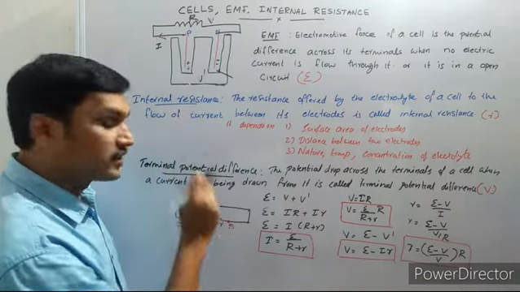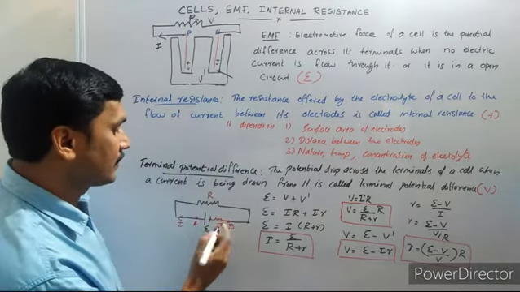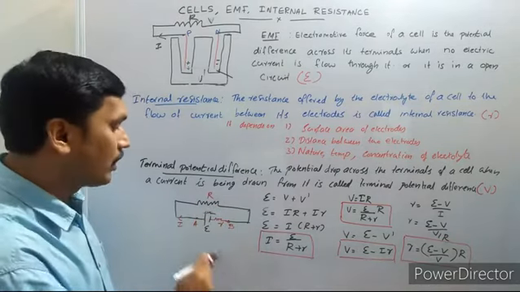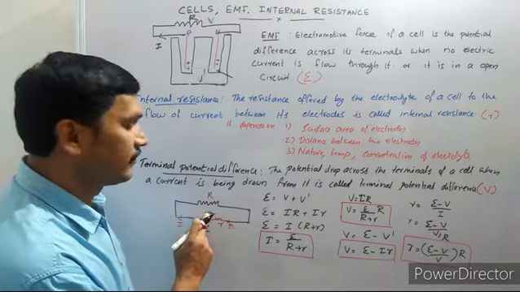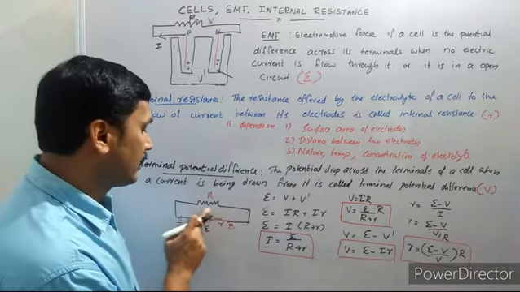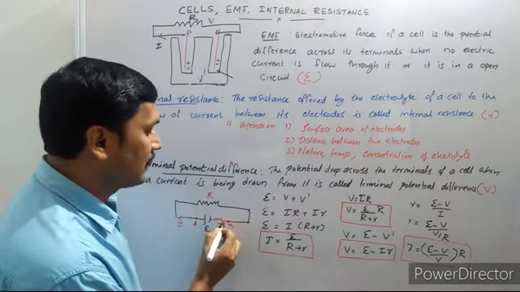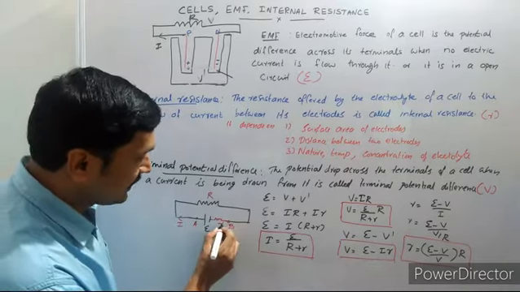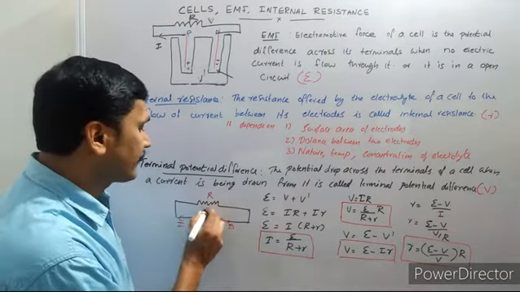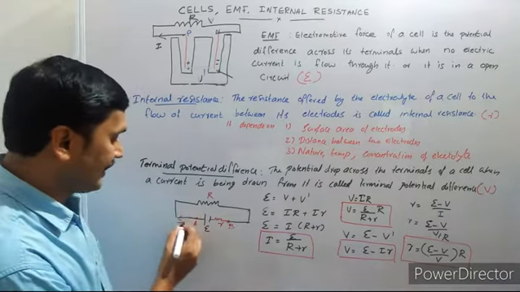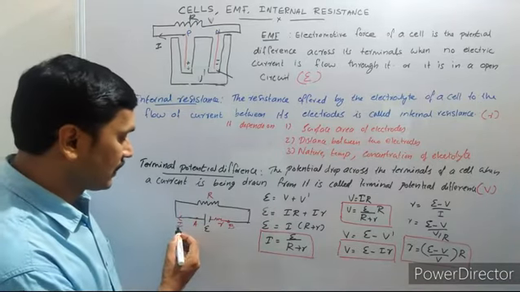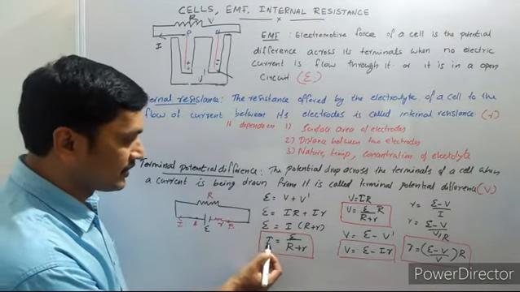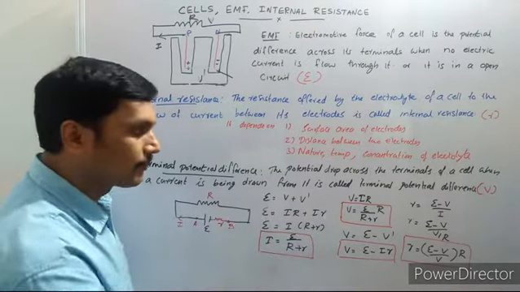There are two methods to represent this internal resistance. One way is to draw it inside the cell, showing the cell having a small resistance. Otherwise, we draw a small resistance along with the cell. That is the internal resistance of the cell, marked as r. And this is the external resistance R. A current I is drawn from the cell. So the total current I is equal to E by (R plus r).